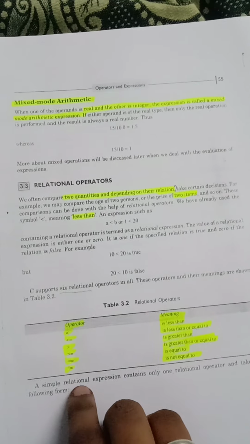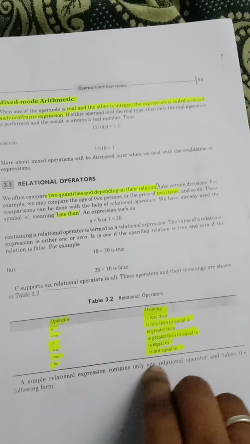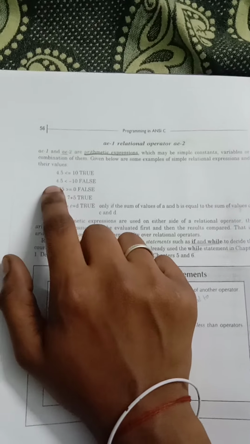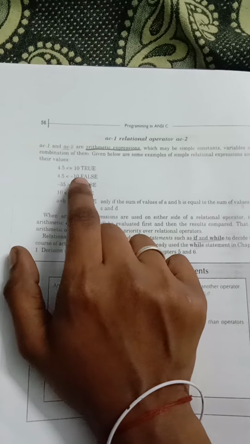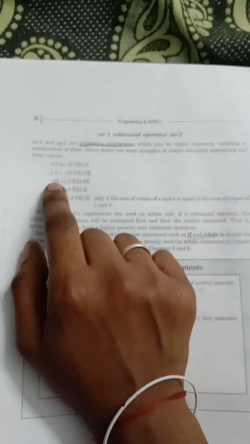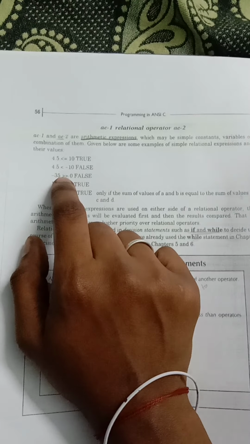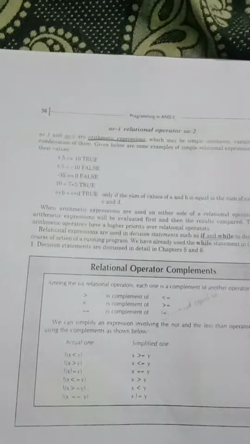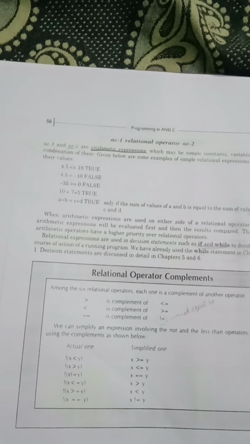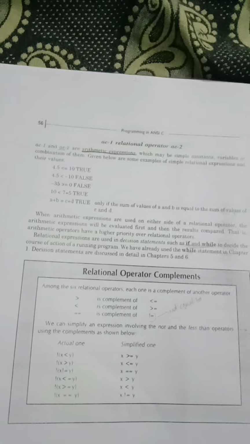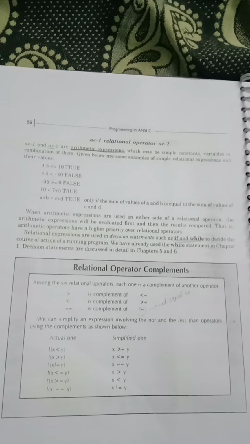A simple relational expression contains only one relational operator and takes the following form. Is 4.5 less than or equal to 10? True, yes. Is 4.5 less than minus 10? No, it is false. Is 3 minus 35 greater than 0? No, it is false. Is 10 less than 7 plus 5, which is 12? Yes, true. Likewise we have to frame other relational expressions.